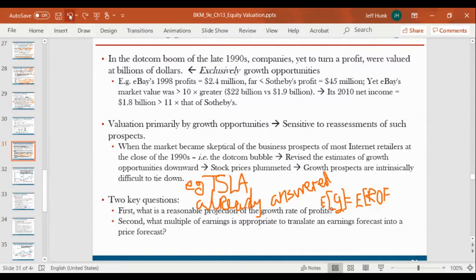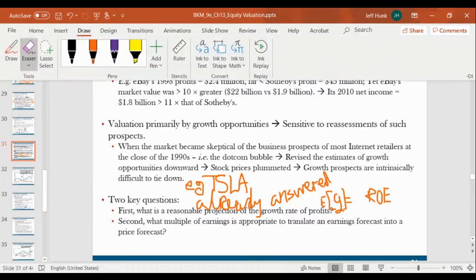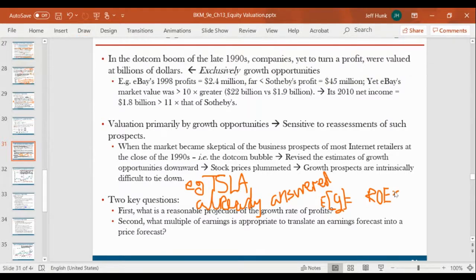So you can just call it ROE without the expectations operator, times the plowback ratio. So, ROE times plowback ratio is how you forecast the growth rate.